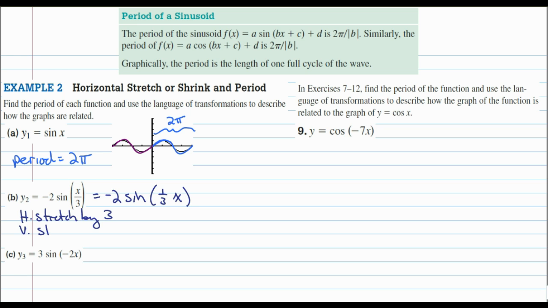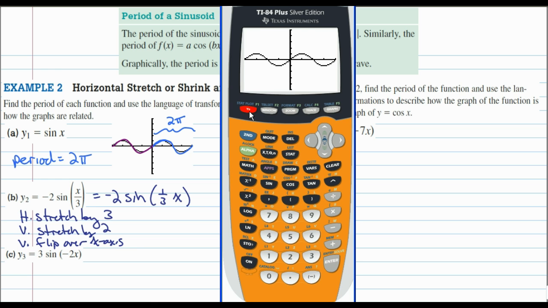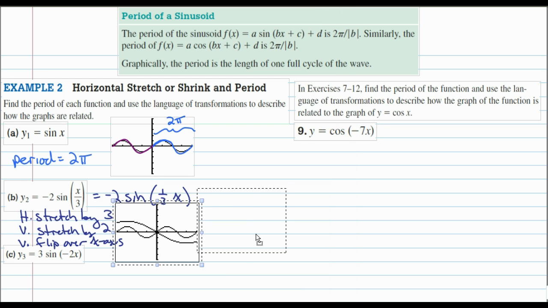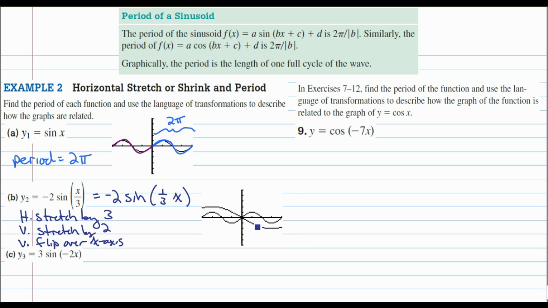Then we've got our vertical stretch by 2 and a vertical flip over the x-axis. So in looking at that graph, let's turn on y2. You know what? I can't even see how far this stretches, how far it takes to finish a period. But I can tell you how long it does. So this is stretched out horizontally and vertically actually, but it's stretched out 3 times as large.